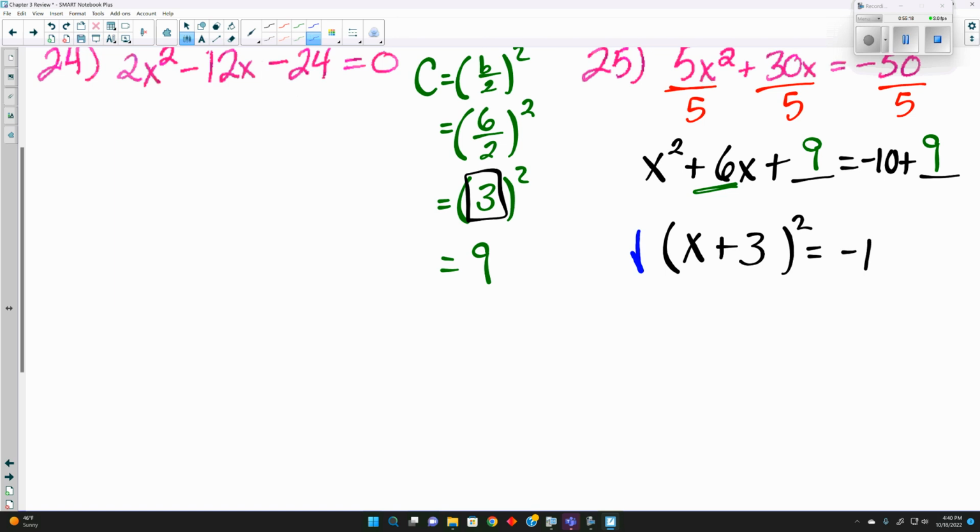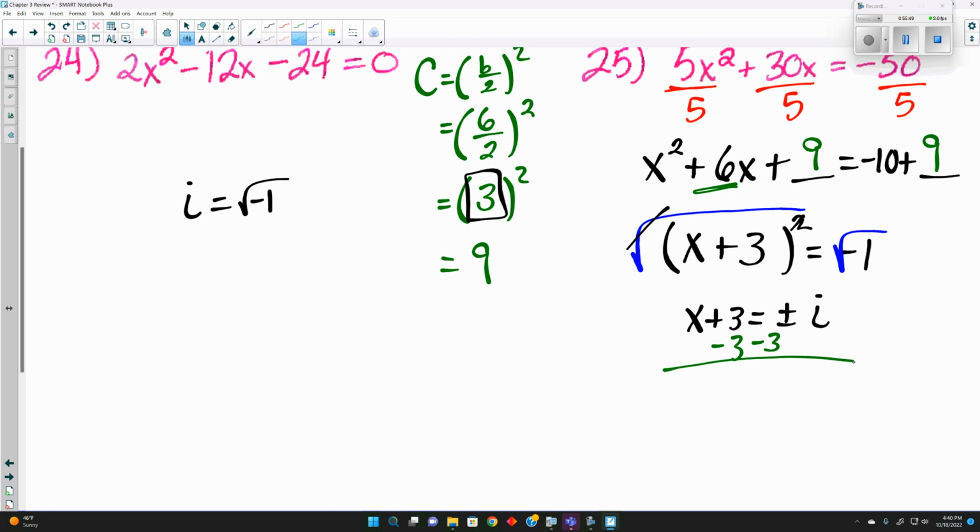And the last part is solving, so we're going to square root both sides. On the one side, the square root and square would cancel, leaving us with x plus 3 is equal to plus or minus, because anytime we take the square root of both sides, we have to add the plus or minus. And the square root of negative 1 is i, because by definition, i is the square root of negative 1. That's just by definition. And last but not least, we do need to get x by itself, so we would subtract 3 from both sides, telling us x is equal to negative 3 plus or minus i. And that would be our final answer.